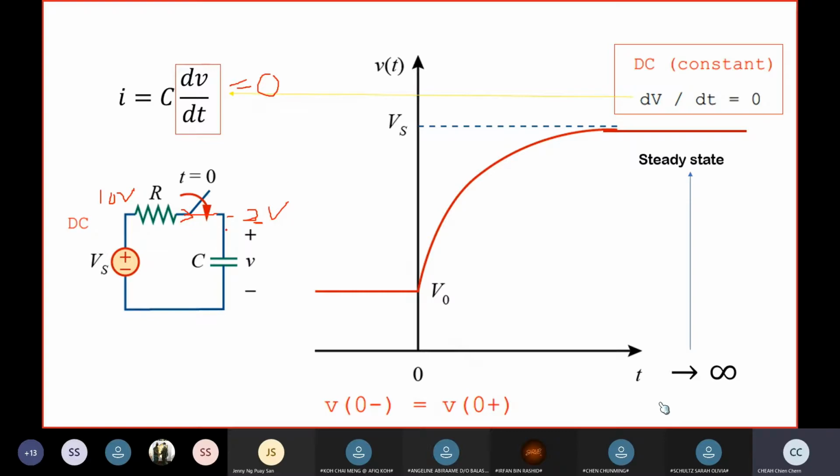Now, once you start charging from 2 volts to 10 volts, your voltage will keep increasing. When this reaches 10 volts, there's no potential difference anymore, so your current will be equal to 0. When it's fully charged up, no current can flow through it anymore. So we say that it behaves like an open circuit.